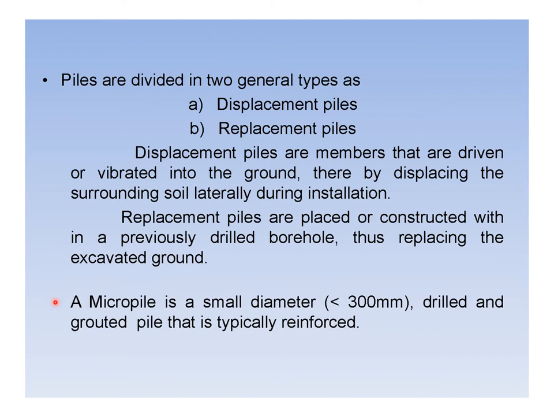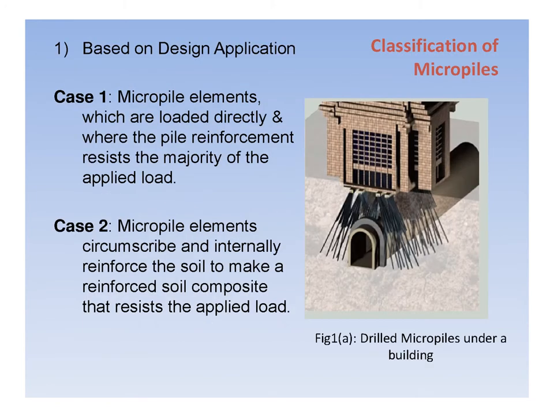Now I need your attention. A micropile is a small diameter, less than 300 millimeter, drilled and grouted pile that is typically reinforced. Now look at the classification of micropiles based on design application. Case 1, micropile elements which are loaded directly and where the pile reinforcement resists the majority of the applied load. Case 2, micropile elements circumscribe and internally reinforce the soil to make a reinforced soil composite that resists the applied load. Now in this figure, you can see the drilled micropiles under a building, these are the micropiles.